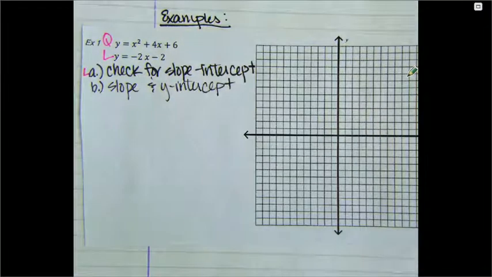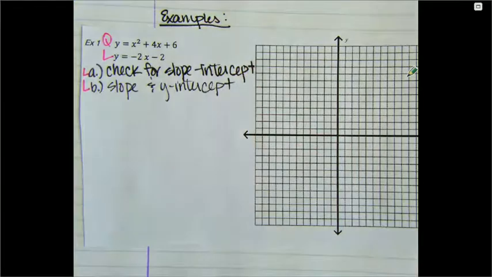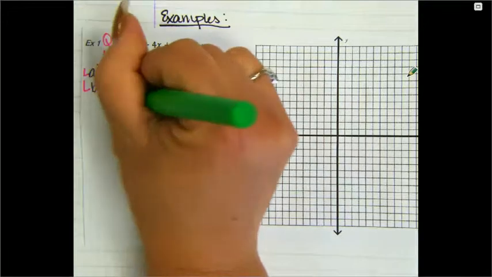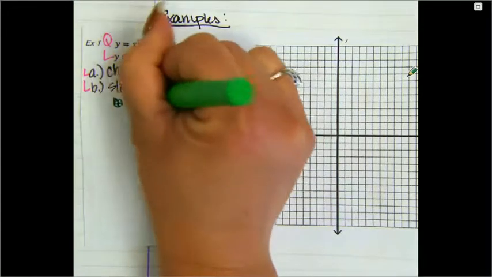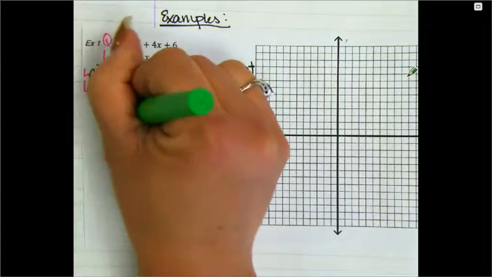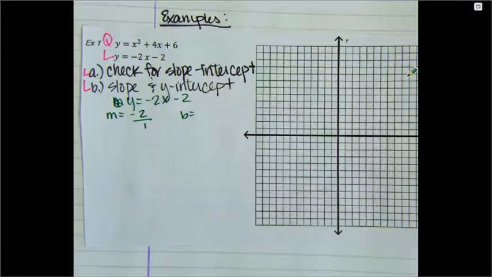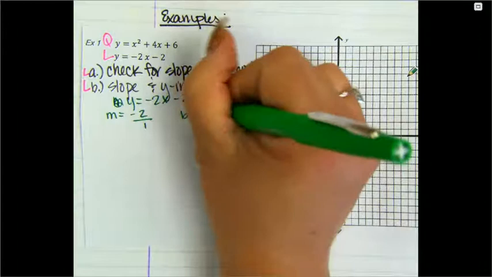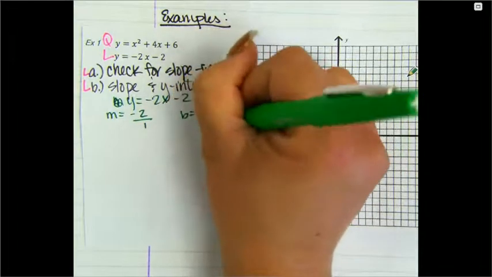Letter B says find the slope and the y-intercept of what? What do you think means slope and y-intercept? Which one? Your linear or your quadratic? Your linear. So I'm going to put an L here because that's the only one I'm referring to as my linear function. So what is the slope of the linear function? Because it's y equals negative 2x minus 2, it is negative 2 over 1. What is your y-intercept of the linear function? Negative 2, so ordered pair is what? 0, negative 2.